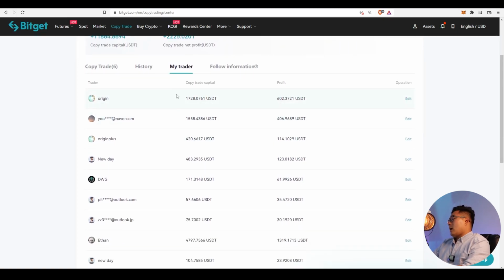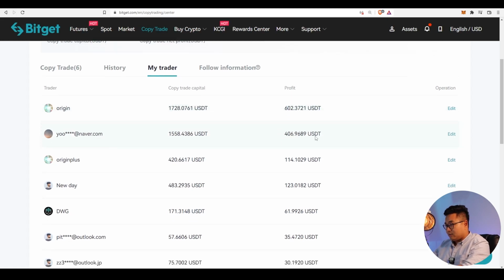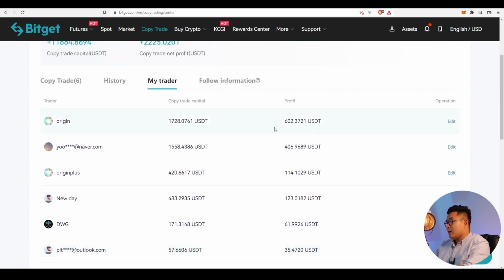Here are the areas that I want you to keep in touch with, okay? So have a look at this one, and this number here. These numbers are really important. So copy trade capital, I'm gonna enlarge this a bit so y'all can see. Copy trade capital and the profit is really important. So for those of you who are actually following traders like I am, I want you to look at the copy trade capital and then the profit that they get out of it.